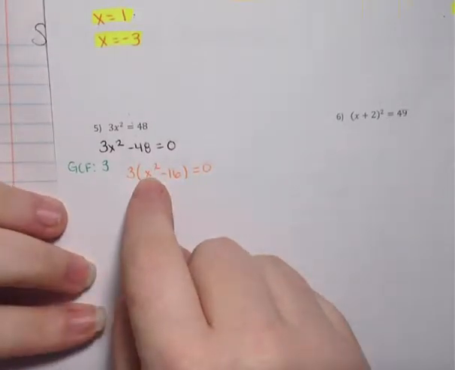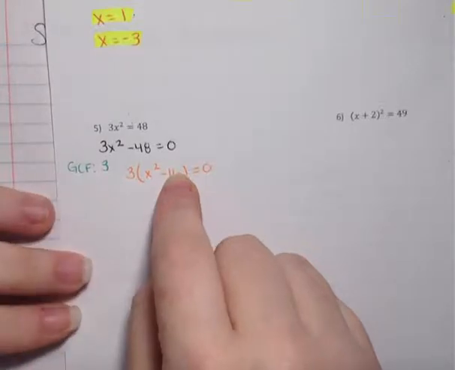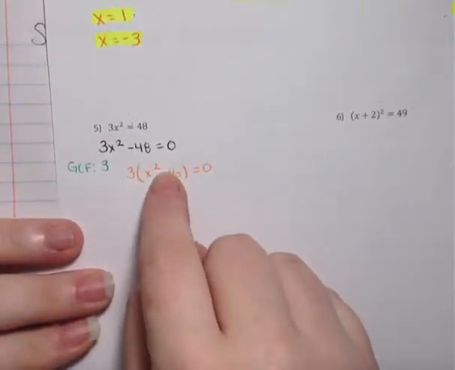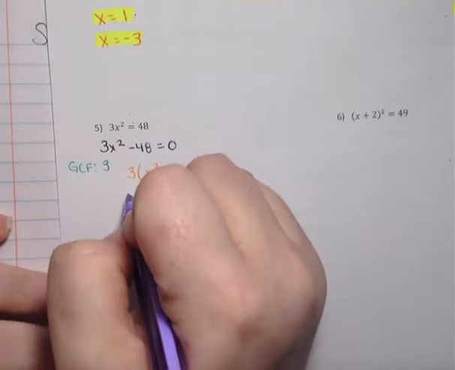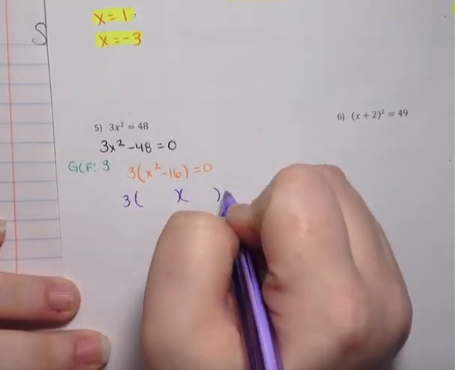The first term is a perfect square, the second term is a perfect square, and there is a subtraction in between them. So this is, in fact, a difference of squares. To factor a difference of squares, we bring our GCF down. We have two sets of parentheses equal to 0.